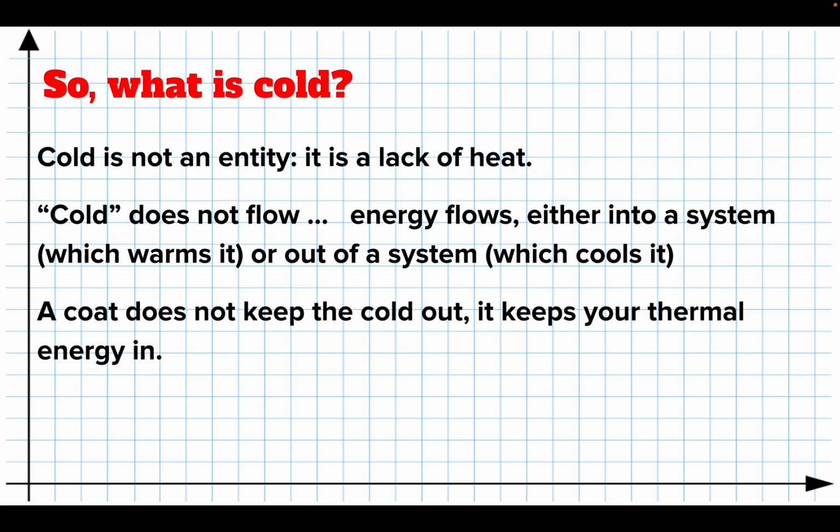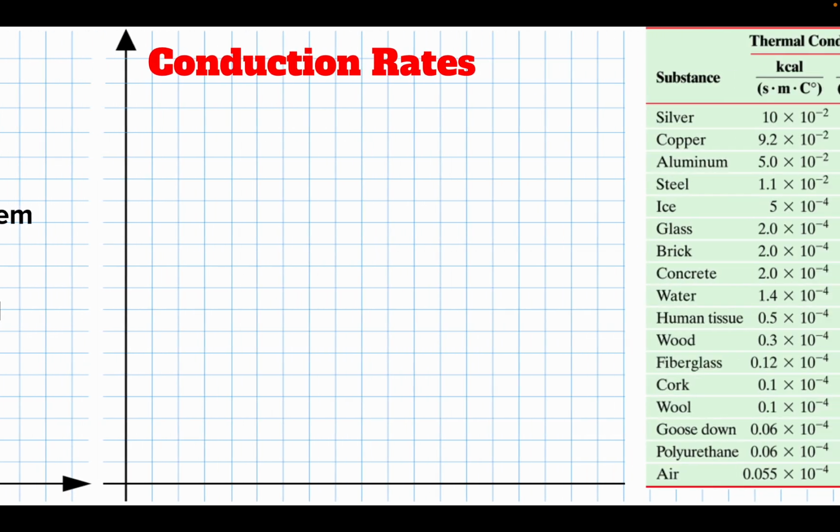So a coat doesn't really keep the cold out because cold doesn't flow. What it really does is it keeps your thermal energy in. The air outside has very low kinetic energy, so it's cold. And if it touches your skin, then the fast moving molecules of your skin transfer energy to the air, and your skin temperature drops a little bit, makes you feel cold. So a coat keeps that transfer from happening.